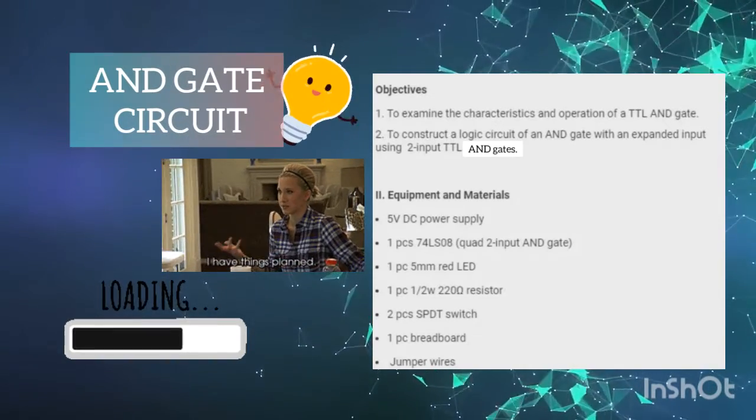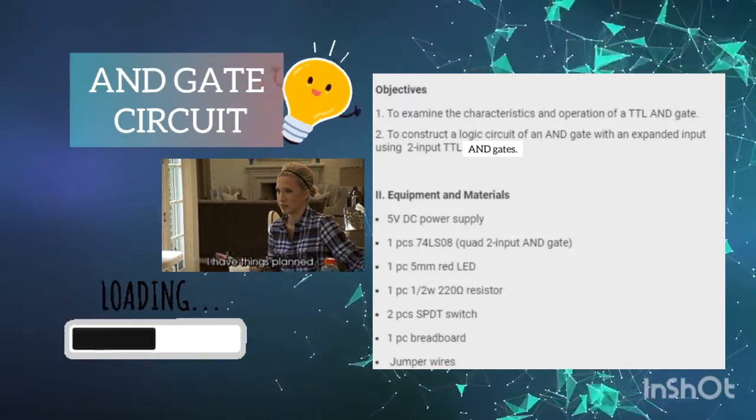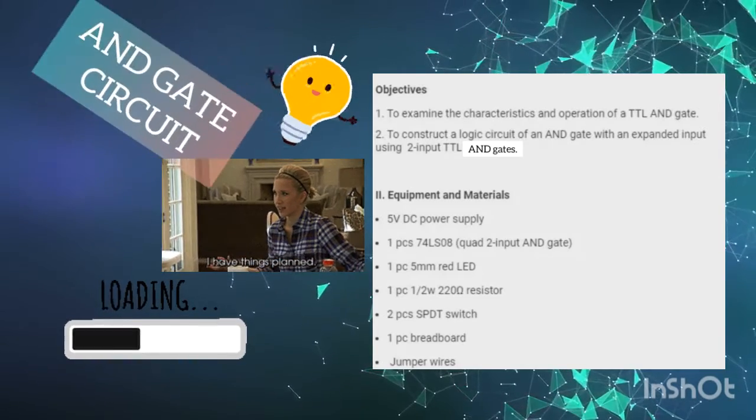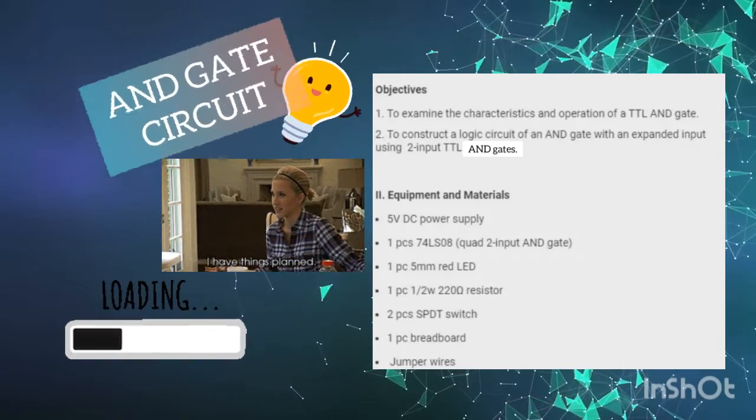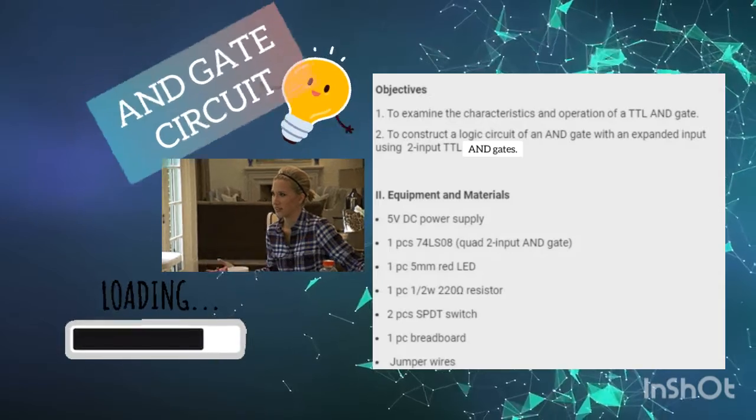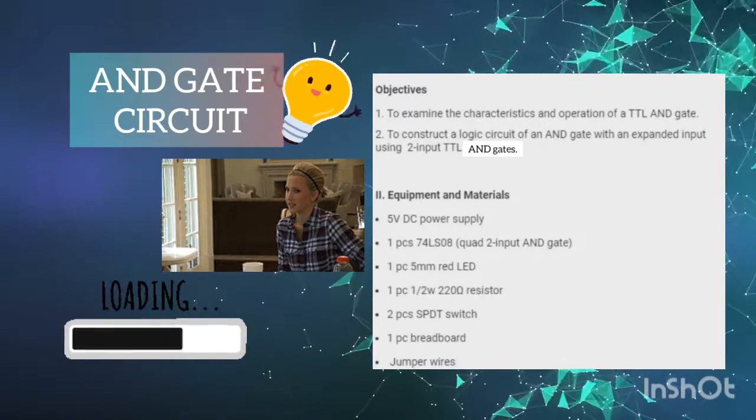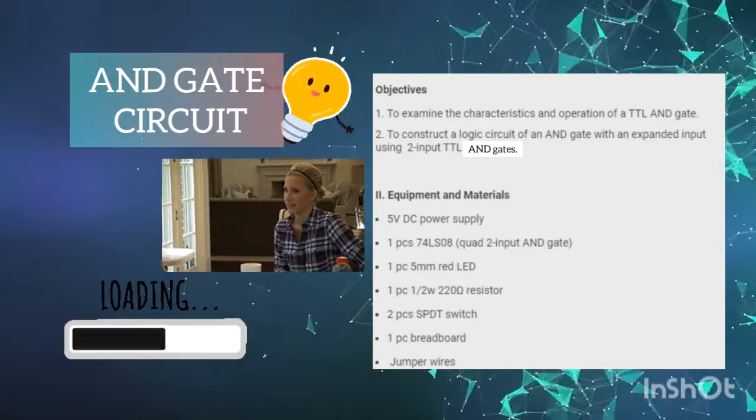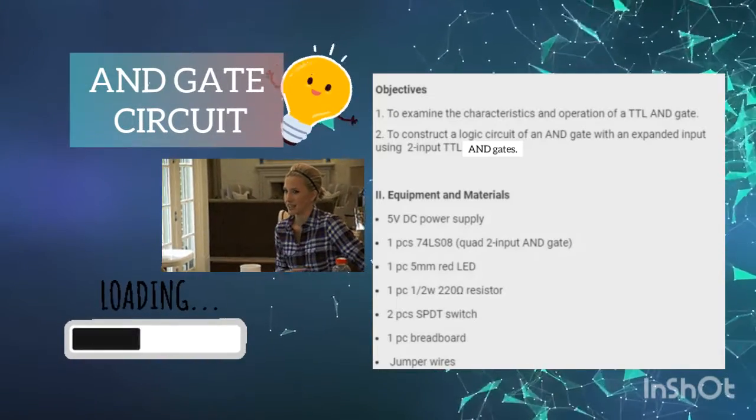5 volts DC power supply, 1 piece of 74LS08 quad 2-input AND gate, 1 piece of 5mm red LED, 1 piece of 1/2 watt 220 ohms resistor, 2 pieces of SPDT switch, 1 piece of breadboard, and some jumper wires.